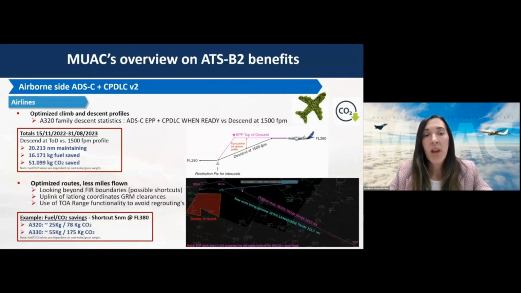And also the airlines, or the flights, can get more optimized routes and fewer miles flown, thanks to the fact that we can see the intentions of the trajectory of the aircraft beyond our airspace, and try to accommodate some coordination with the downstream centers. We can also uplink lat-long coordinates, which is a more advanced functionality only for B2 compared with B1, instead of giving longer reroutings. For example, in the example that you can see in the bottom right of the screen, it's only a shortcut of 5 nautical miles at flight level 380, but it can mean for an A320 family a saving of 25 kilograms of fuel and 78 kilograms of CO2. And for an A330, 55 kilograms of fuel savings and 175 kilograms of CO2 savings.